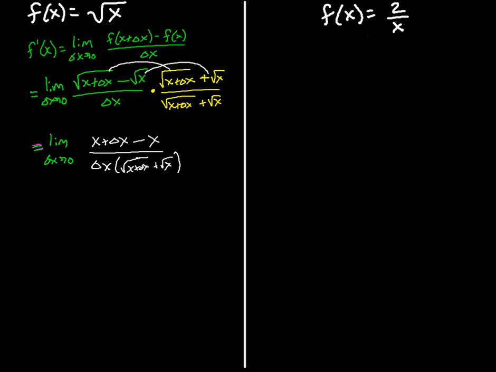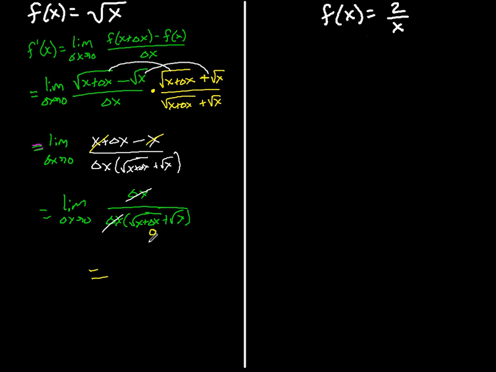So as you probably noticed, the x's are going to cancel out, and that leaves us with the limit as delta x approaches 0 of delta x up top, and delta x times the square root of x plus delta x plus square root of x. And again, as expected, the delta x's cancel out. That means now that they've canceled out, I can plug in 0 for delta x.